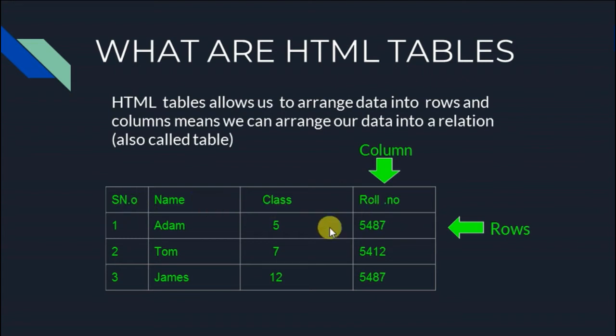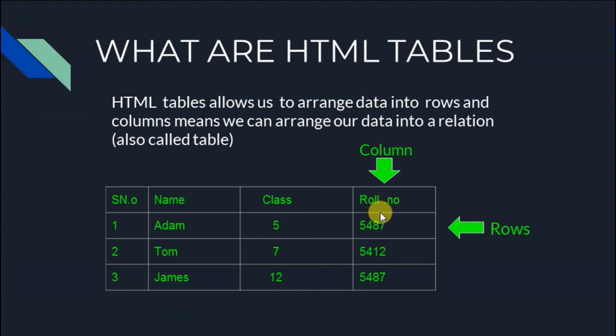Serial number, name, class, roll number, and I have made 3 rows, first, second, and third. In the 3 rows, I have arranged my data of students: Adam, Tom, and James. By doing this in a proper manner, I will find my data easily. Suppose I want to find James, I have given a serial number 3 to James. So whenever I would like to find James, I will put a query in my database for 3, and James will come.